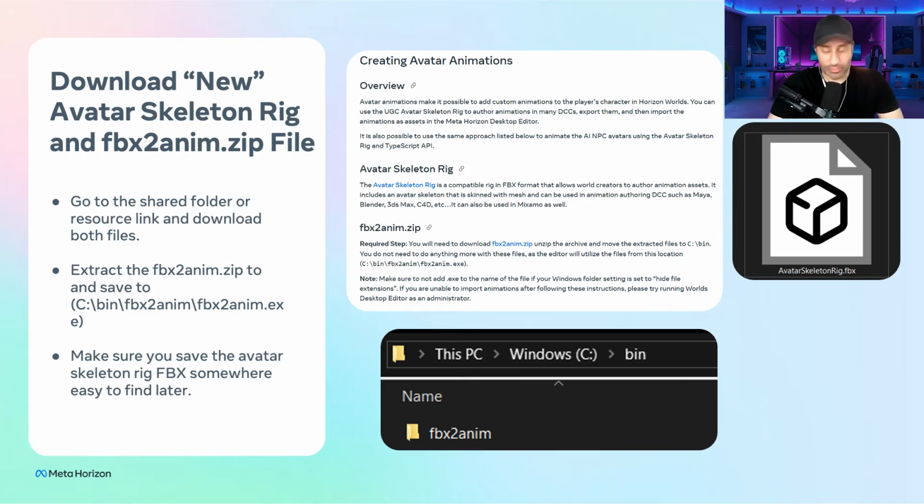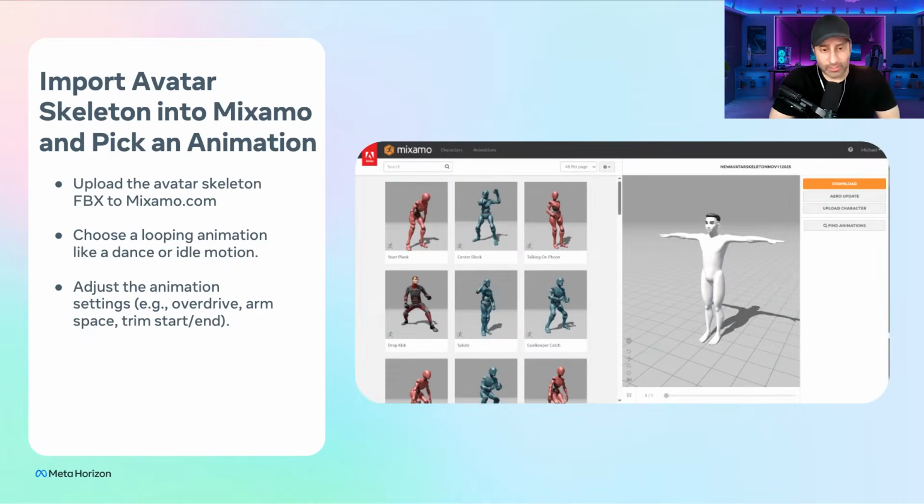So once you name it bin, that's perfect. All you got to do now is take that download of the FBX2anim and just drag it in. And you're all set. Just make sure that you extracted it first, and it looks just like this. FBX2anim, you just drag it right into this folder. So now we downloaded these two important files.